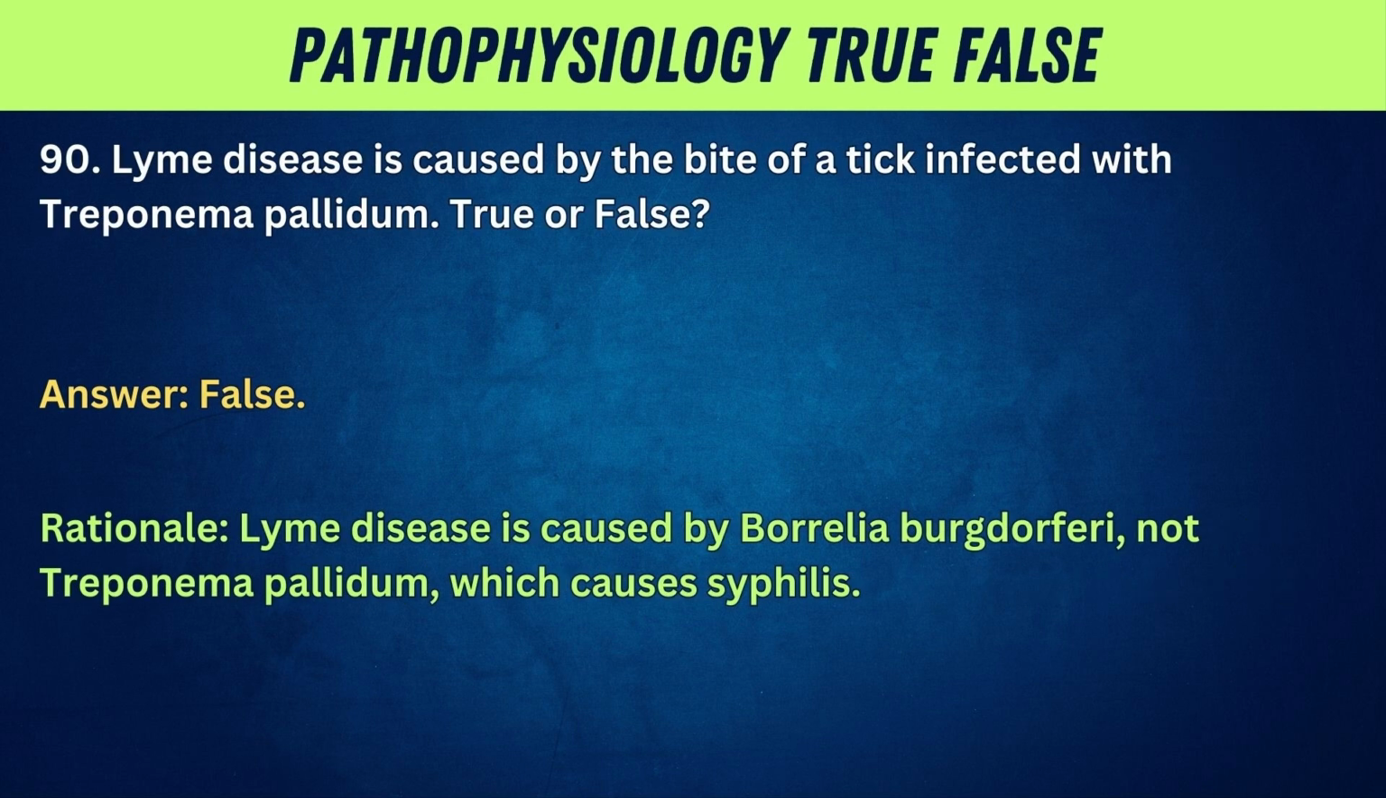90. Lyme disease is caused by the bite of a tick infected with Treponema pallidum. True or false? Answer: false. Rationale: Lyme disease is caused by Borrelia burgdorferi, not Treponema pallidum, which causes syphilis.